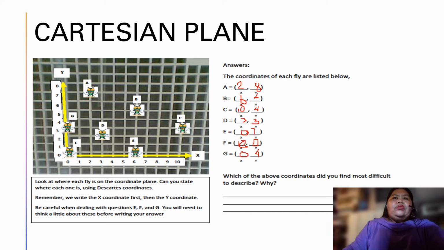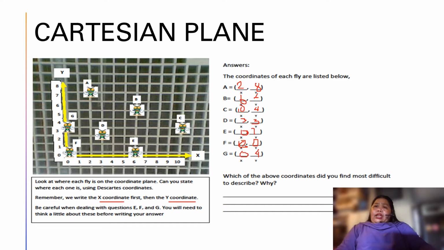So it's actually difficult to describe if one is in the 0 and the other is on the x-axis. Actually, if you understand well, look at each line of coordinates. Remember we write the x values first, then the y coordinates. That means it's easy, no? Just follow the rules. Be careful when dealing with the questions E and F and G. So why do we have this coordinate?